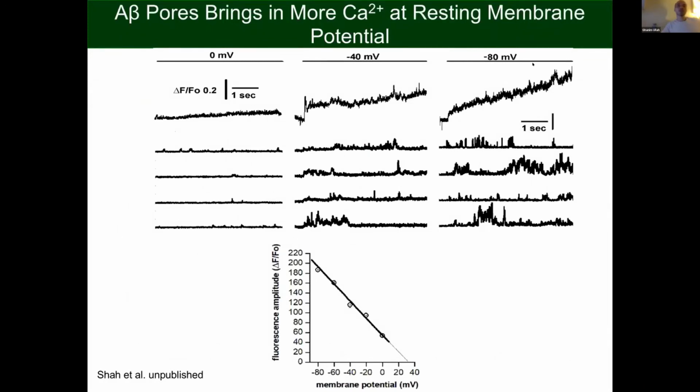Another worrisome thing is that the membrane potential of the neuron and other cell types in the brain is close to minus 80 millivolts. And unfortunately, at minus 80 millivolts, these pores are the most active. So when the cell is not functioning, they can bring in a lot of calcium, which could send false signals to the cell, or even consume a lot of ATP, because this calcium has to be recycled, and that requires energy.